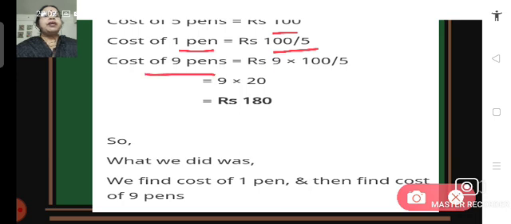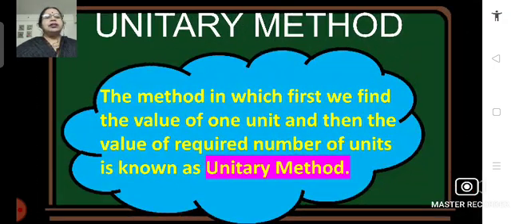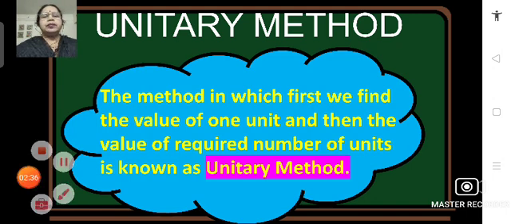So cost of 9 pens will be rupees 9 multiplied by 100 upon 5, or 9 multiplied by 20. So it is rupees 180. So the cost of 9 pens will be 180. So what we did? We found the cost of 1 pen and then we found the cost of 9 pens. This is what is unitary method. The method in which first we find the value of 1 unit and then the value of required number of units is known as unitary method.